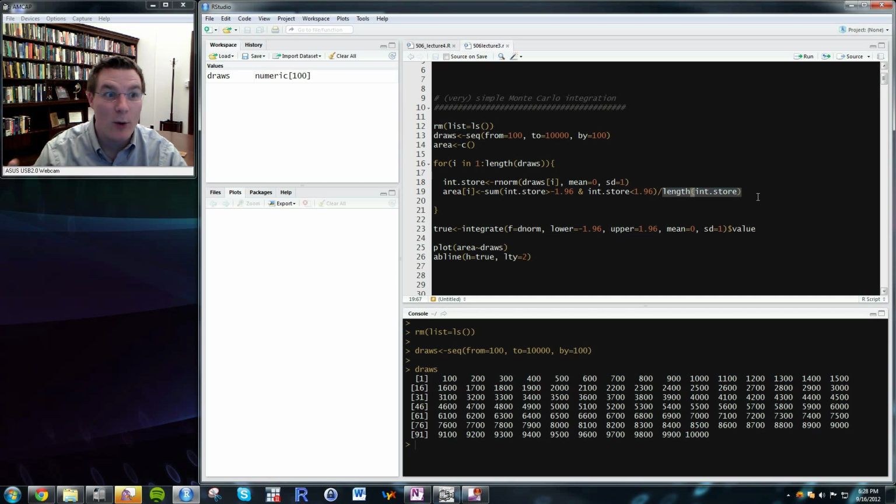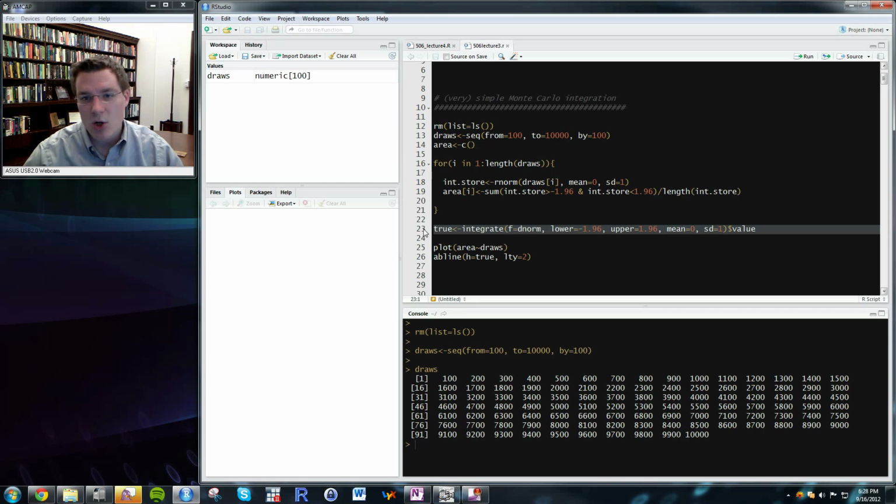So the integral should be 0.95. We already know that. So first of all, our Monte Carlo integration should give us an answer of 0.95. Secondly, it should be getting more accurate as the number of draws goes up. And third, it should give us the same answer as this alternative routine, integrate, which is built into R.